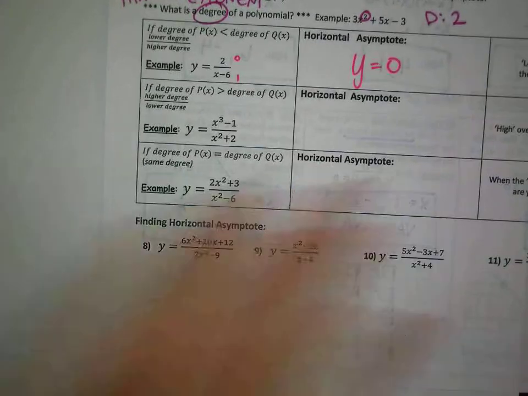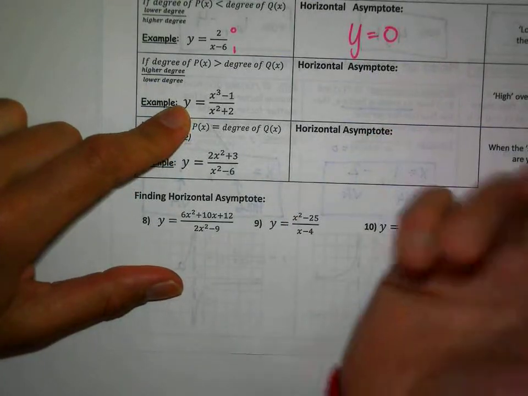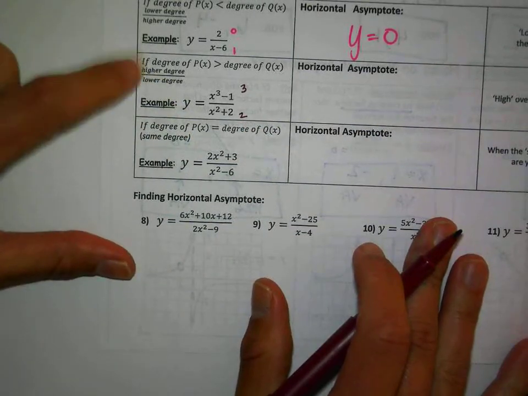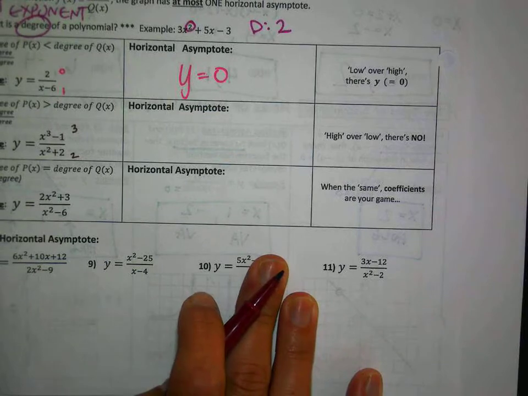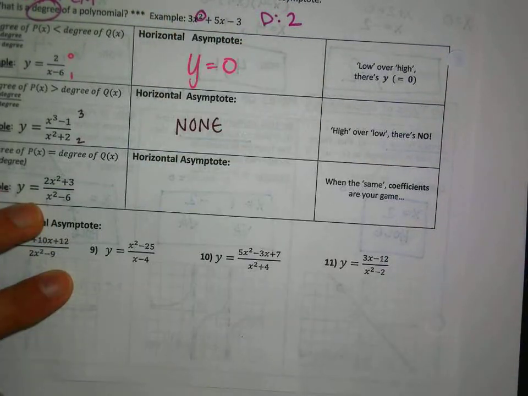Okay. For this next one, what is the degree on top? 3. What's the degree on bottom? 2. All right, so it's bigger on top. So high over low, there's no horizontal asymptote. So there's none. Low over high, there's y equals 0. High over low, no.